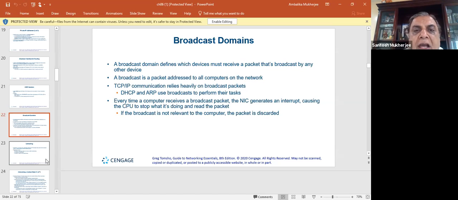TCP/IP communication relies heavily on broadcast packets. DHCP and ARP use broadcast to perform their tasks. Every time a computer receives a broadcast packet, the NIC generates an interrupt, causing the CPU to stop what it's doing and read the packet. The broadcast packet is universal by nature, so it can reach any part of the IP addresses.